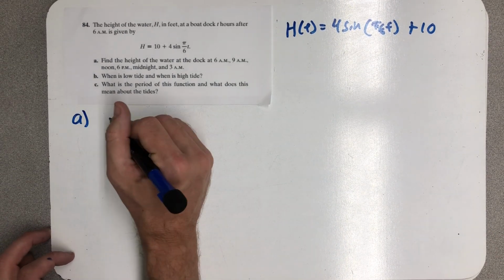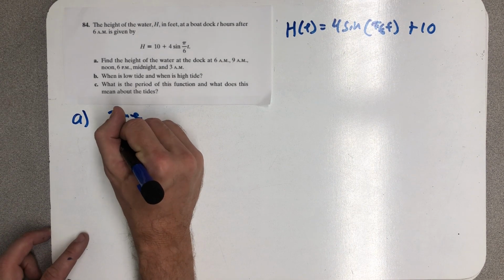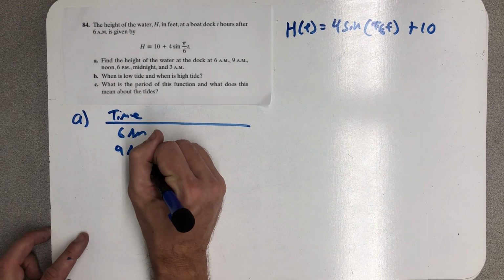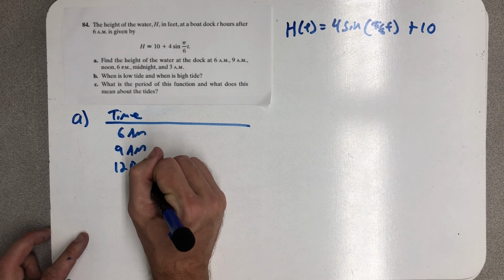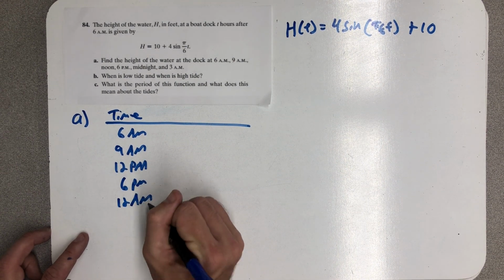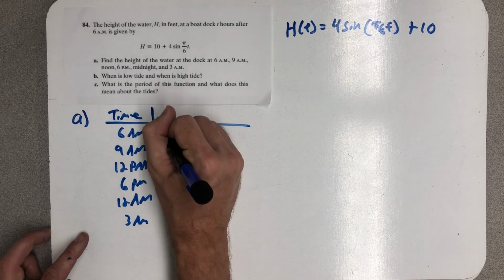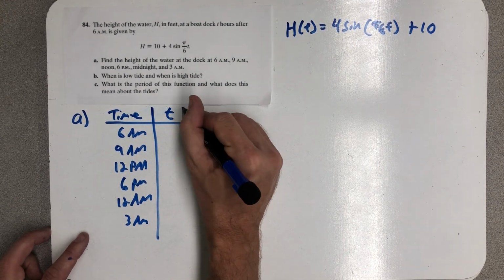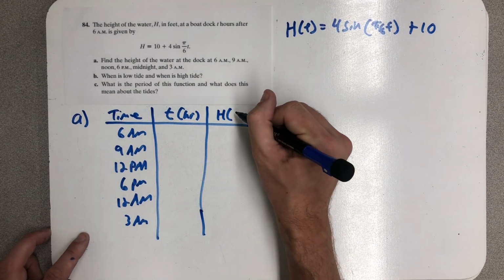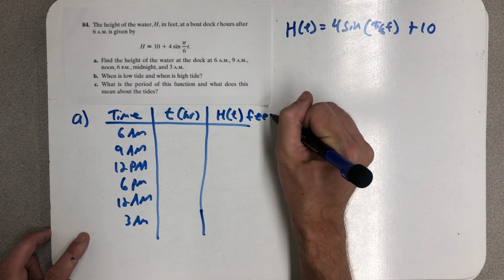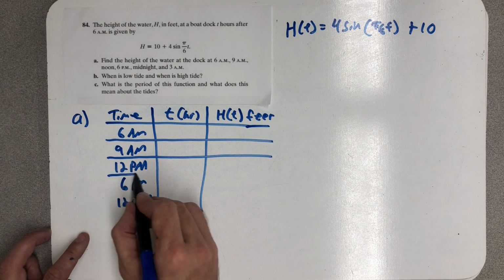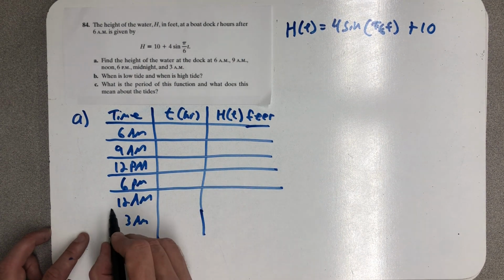And in part A, we're given several times of day, 6 a.m., 9 a.m., 12 p.m., 6 p.m., midnight, and finally 3 a.m., which we're then going to turn into some t's, which are in hours, and then use the function to turn those into heights above the water in feet. So the variable t is the number of hours since 6 a.m.